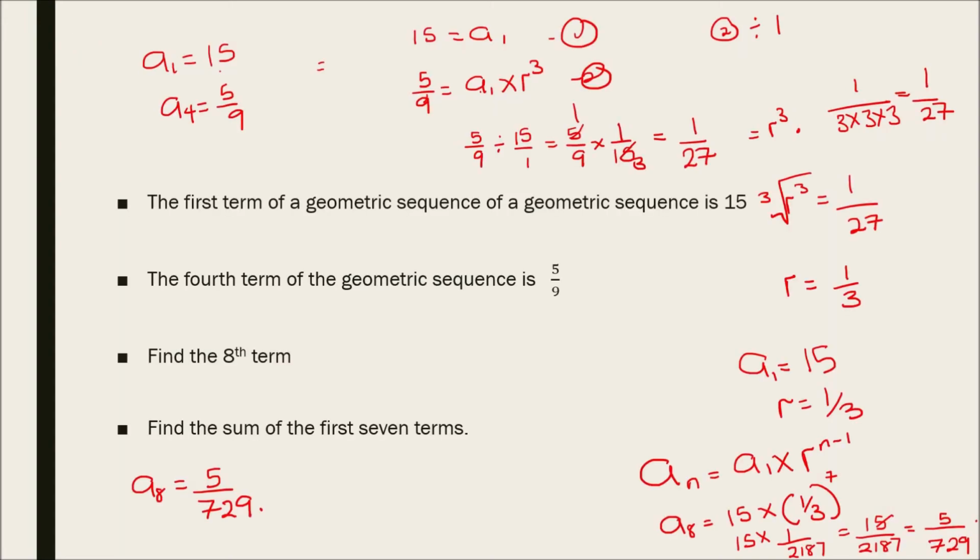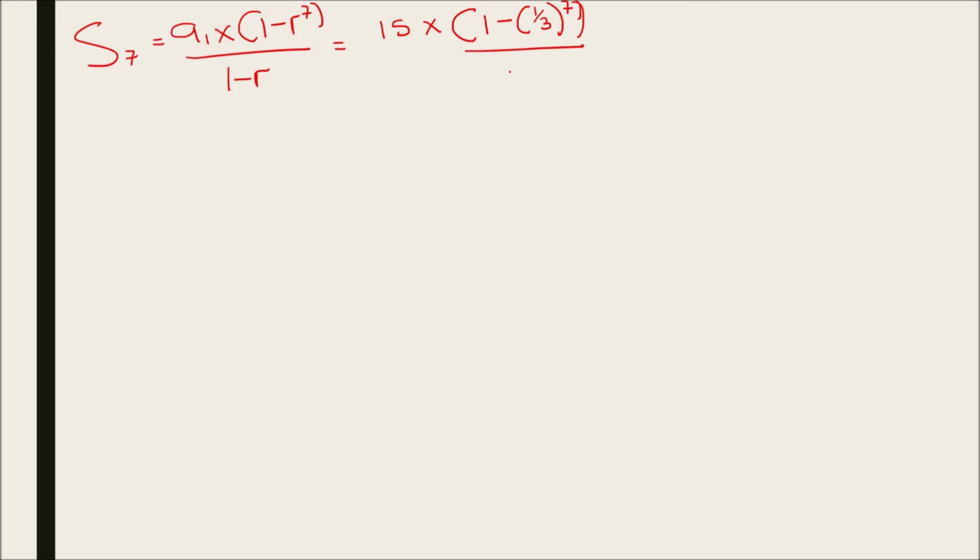Now, what is the sum of the first 7 terms? So just divide this quickly. That's A1 times 1 minus R to the power 7 over 1 minus R. So what's our R? What's our A1? A1 is 15 times 1 minus R to the power 7. What's our R? 1 over 3, to the power 7, over 1 minus 1 over 3.